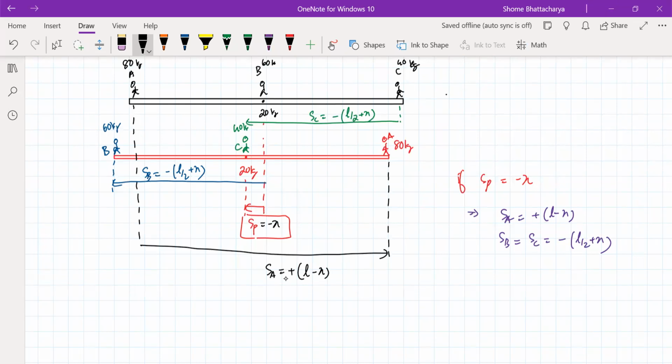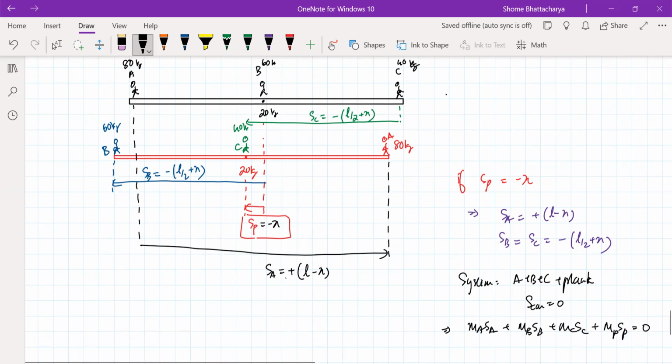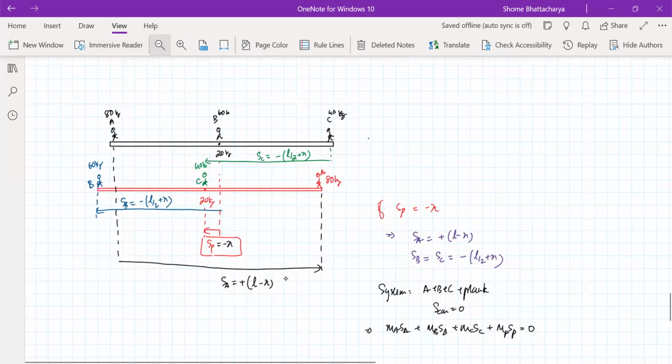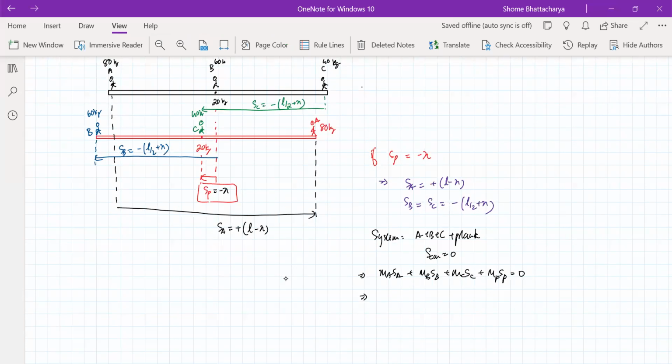So what should happen here as a system, that is A plus B plus C plus the plank, for this system, the displacement of center of mass should be 0. So mass of A into S of A plus mass of B into S of B plus mass of C into displacement of C plus mass of the plank into displacement of the plank should be 0. Now this one equation, we should be able to solve it quite easily. So this is 80 kg into positive of 24 minus X.